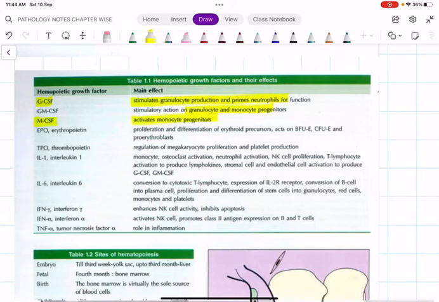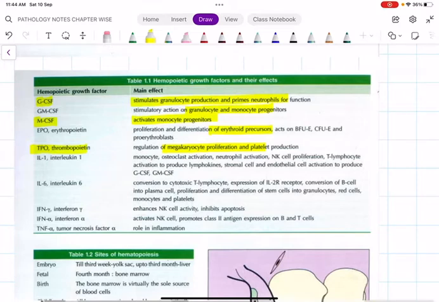Then EPO. What is EPO? Erythropoietin, for erythroid precursors. It acts on the different stages of erythroblast: burst forming unit erythroid, colony forming unit erythroid, then pro-erythroblast, then early, intermediate and late erythroblast, finally reticulocyte, and finally RBCs will be formed. We will discuss that today. Then thrombopoietin for platelet production.